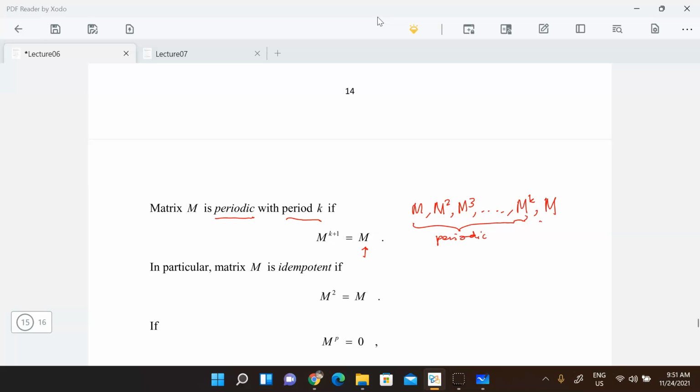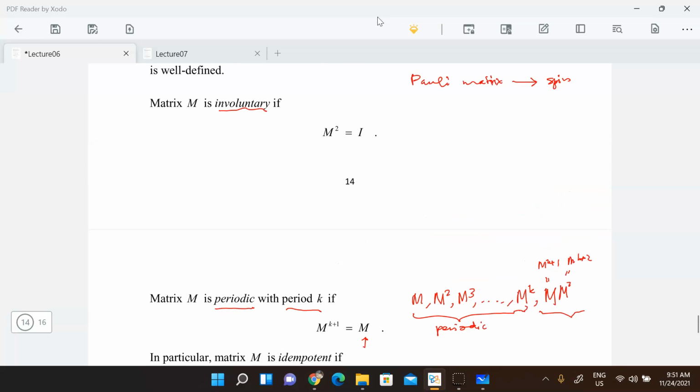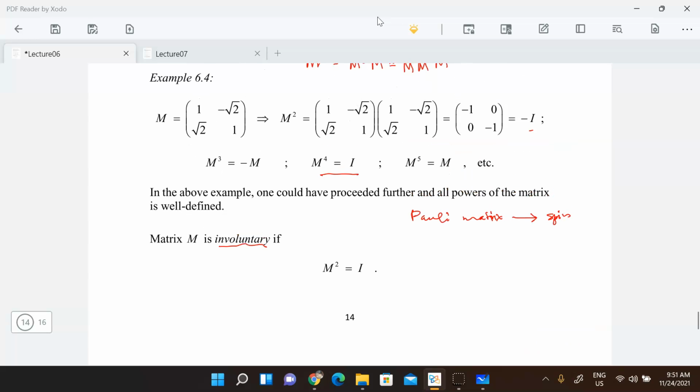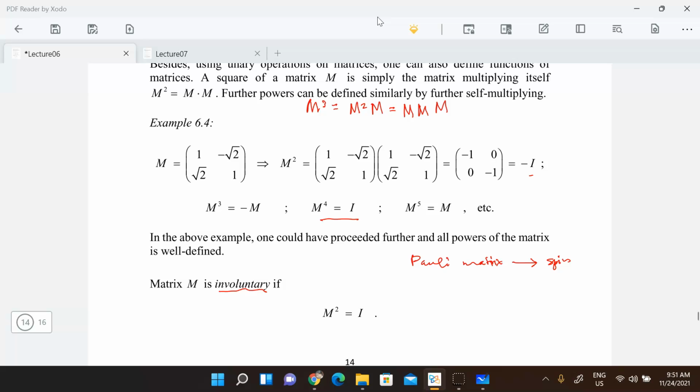So this one is M to the k plus 1, and the next one is M squared, which is equal to M to the k plus 2, and so on. So it repeats itself again and again. So if one looks at the previous example, what would be the period of this particular matrix? Anyone?